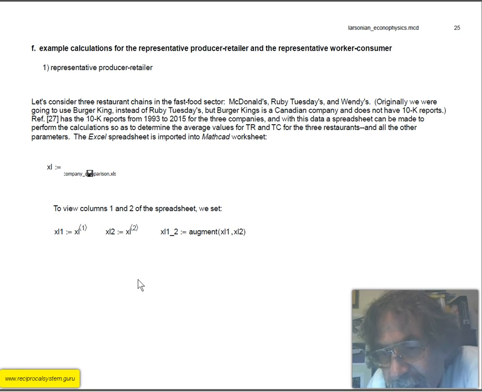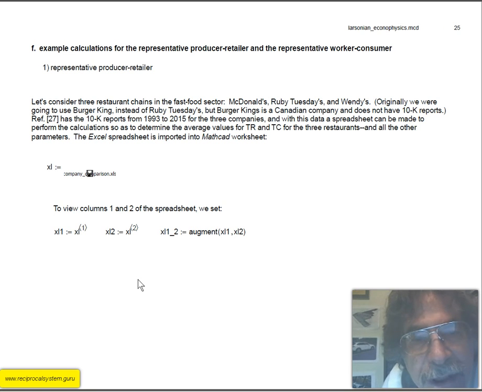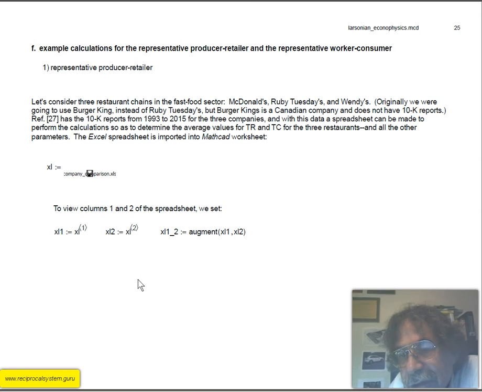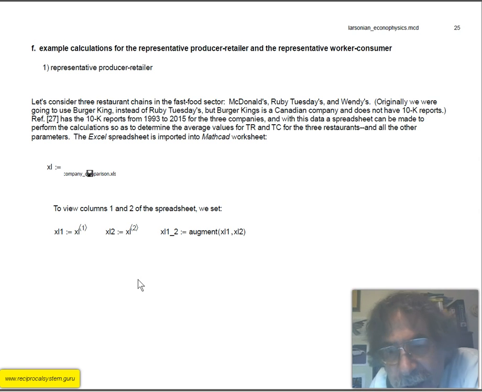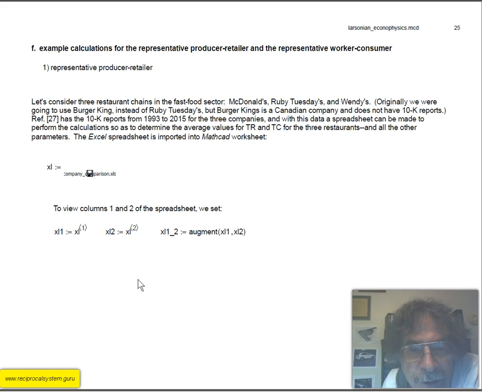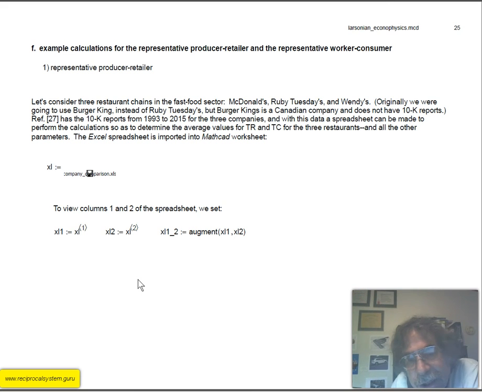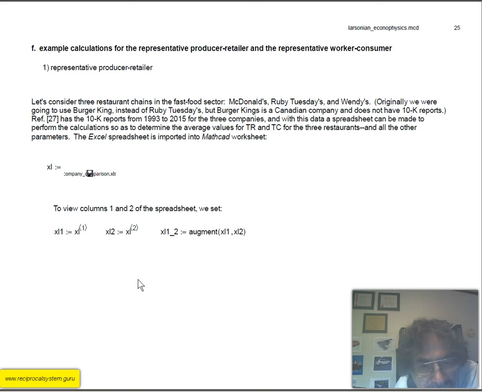And with this data, a spreadsheet can be made to perform the calculation so as to determine the average values for TR and TC. That's total revenue and total cost for the 3 restaurants, and all the other parameters. The Excel spreadsheet is included, by the way, but it's separate. So the Excel spreadsheet is imported into the MathCAD worksheet. So this expression here is how we import an Excel spreadsheet into MathCAD.